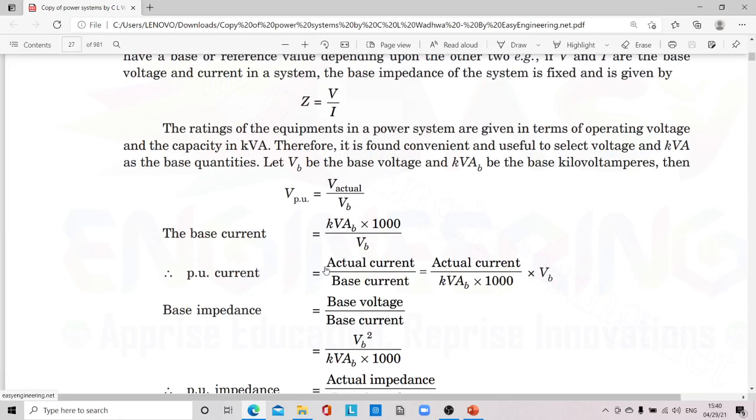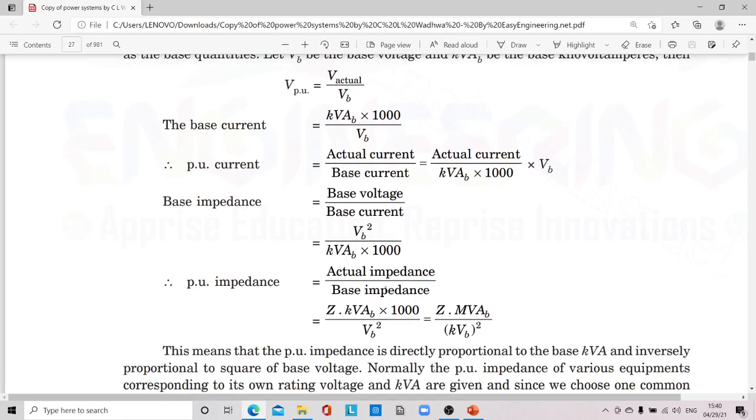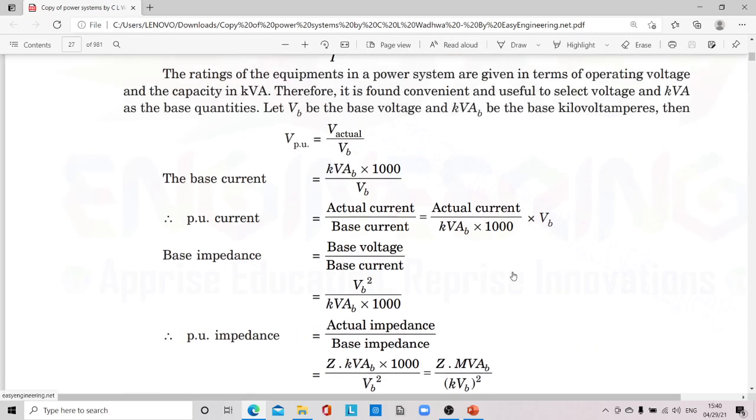VB, and per unit current is actual current by base current. So base impedance will be given as base voltage by base current, that is VB square by KVAB into 1000. Per unit impedance is actual impedance by base impedance. Actual impedance is Z, so per unit impedance is Z into KVAB into 1000 by VB square, or Z into MVAB by KVB square. So these are the values of base current, base impedance, per unit impedance.